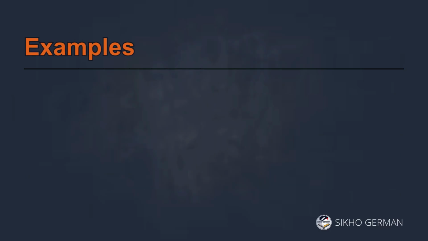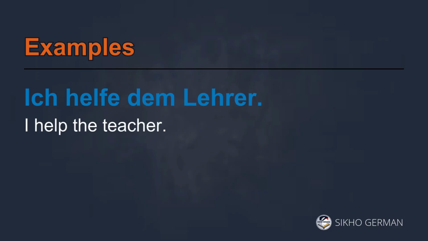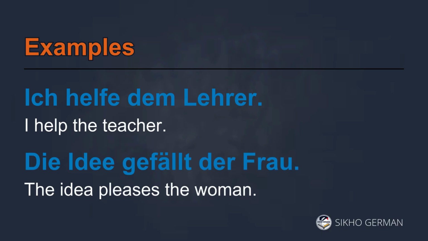Here are some example sentences with dative verbs. Ich helfe dem Lehrer. I help the teacher. The verb helfen takes a dative object, dem Lehrer, dative, masculine. Die Idee gefällt der Frau. The idea pleases the woman, or more naturally in English, the woman likes the idea. The verb gefallen takes a dative object, der Frau, dative, feminine.